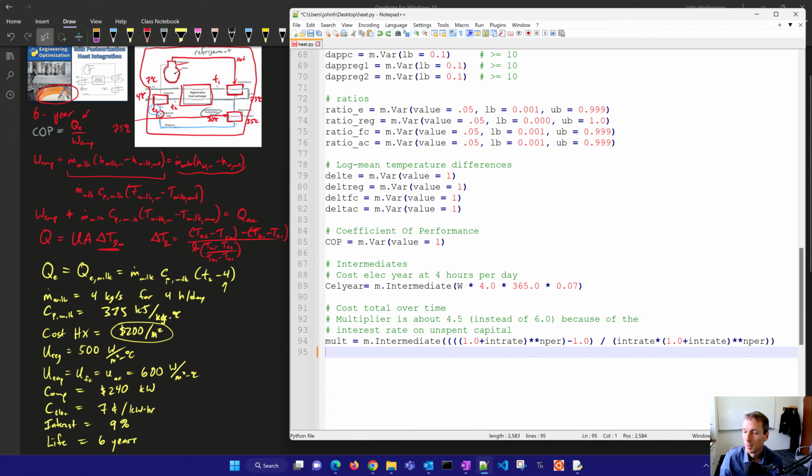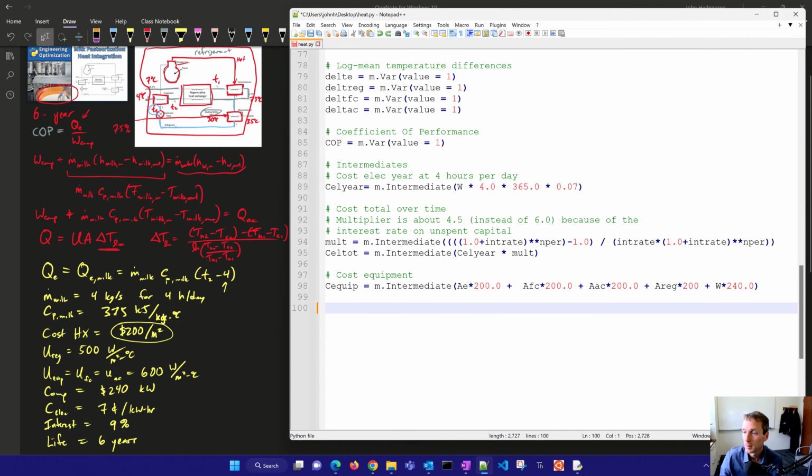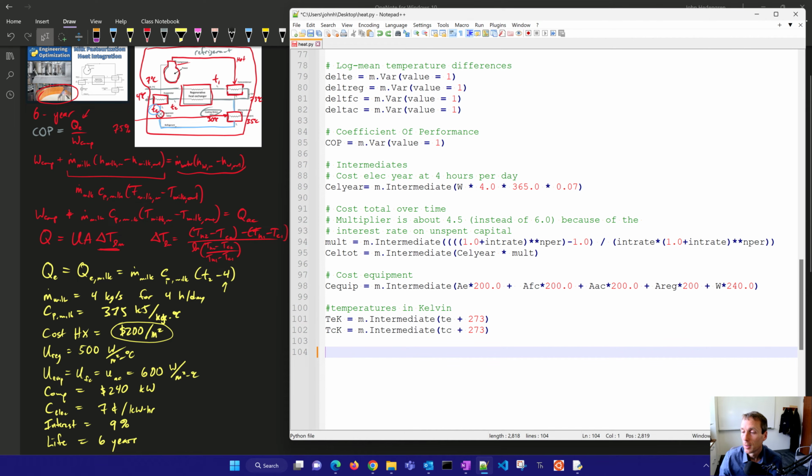All right, so here I have my multiplier, and then I have my total here. All right, and then cost of equipment as well. So there is all the costs for the areas times $200 per meter squared, and then $240 times the kilowatt for the compressor. Then I'll convert these into Kelvin as well.